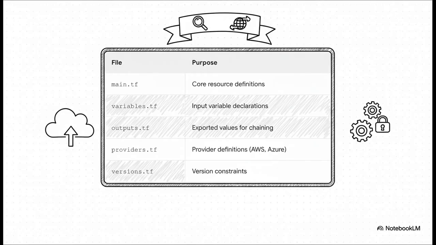So here's the standard way to do it. Your main resources, like your servers and databases, they go in main.tf. Any inputs you need, like usernames or region names, go in variables.tf. Anything you want to export, like an IP address, goes in outputs.tf. And finally, providers.tf and versions.tf handle all your cloud provider configurations and lock down the versions you're using.